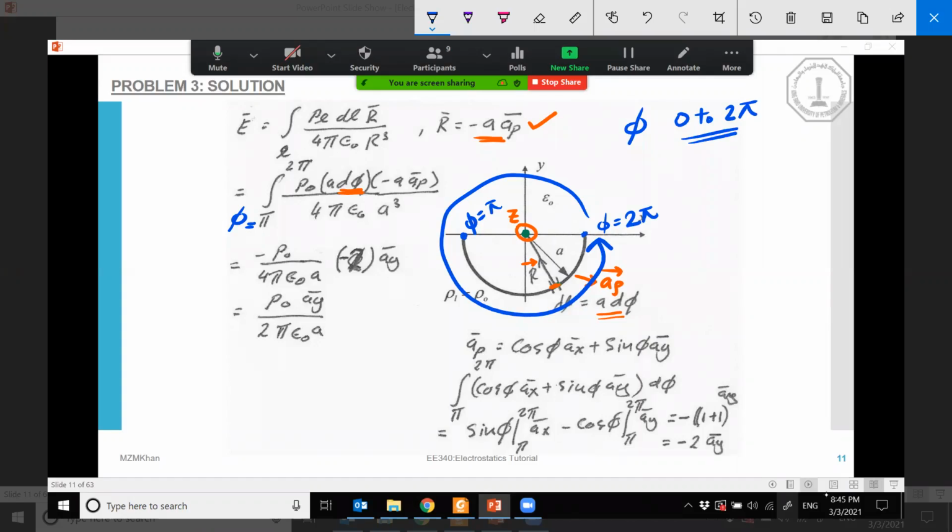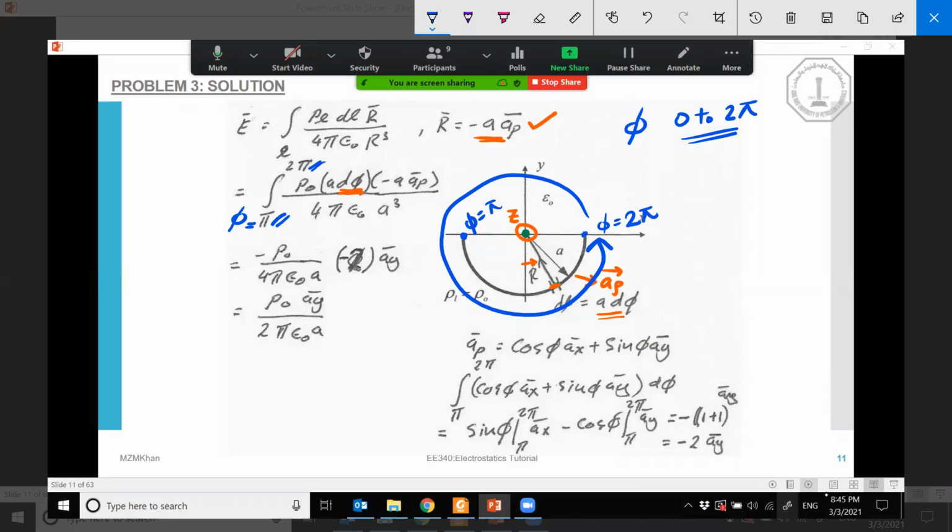And this is where students usually make a mistake in the selection of the limits of your phi. So it is from pi to 2 pi. So pi to 2 pi.